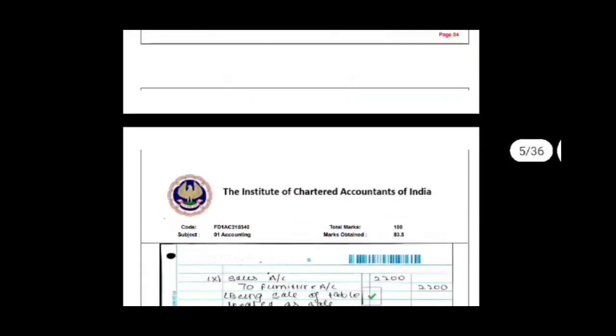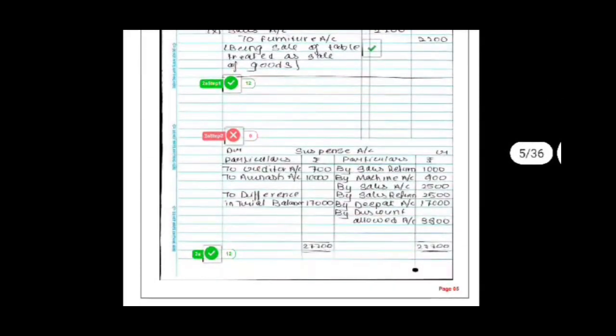I also made the suspense account, which was right eventually. They had not asked for making it, but I made it. So I got a full 12 out of 12.